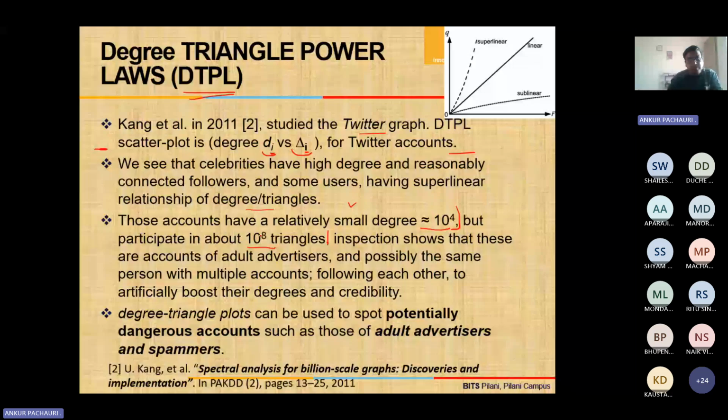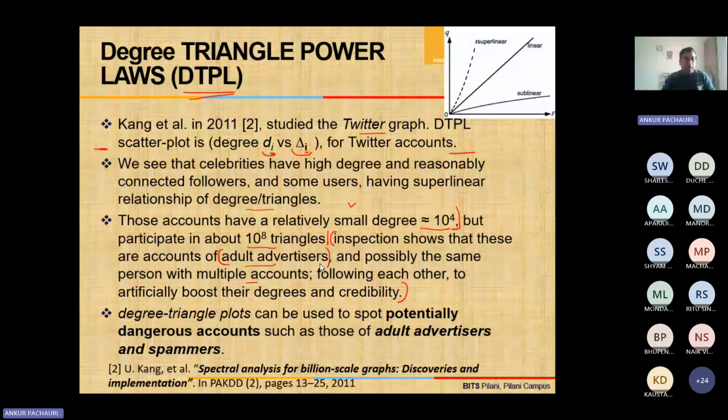On inspection, these turned out to be accounts of adult advertisers, and possibly the same person with multiple accounts following each other to artificially boost the degree and credibility. So when the set of nodes exhibiting those power laws were analyzed, it can be used to identify or extract the outliers. Okay, this may be the spam.